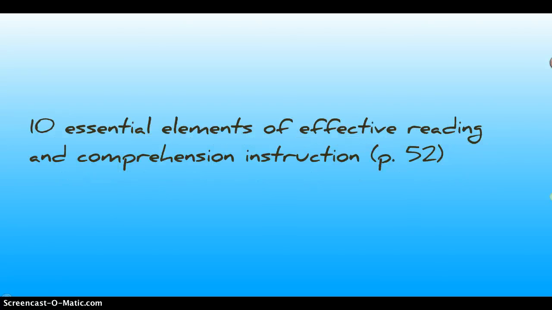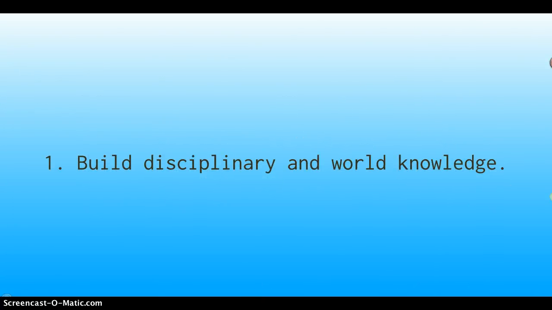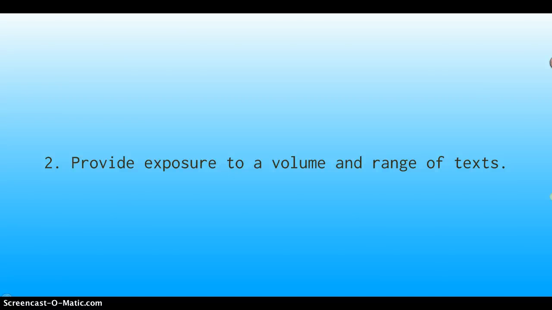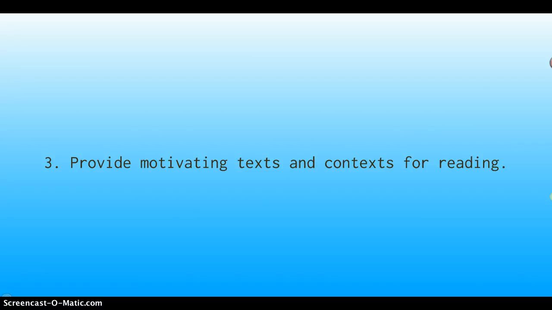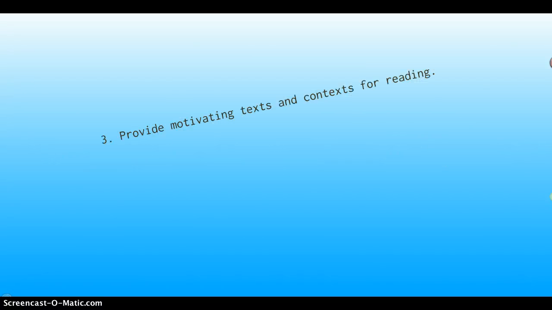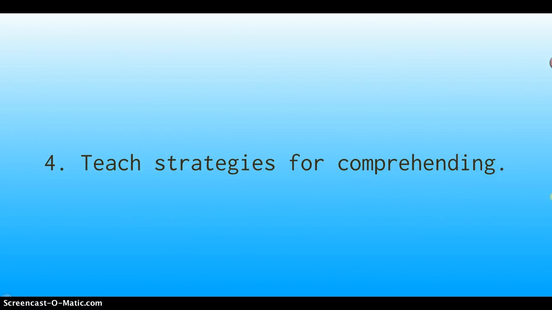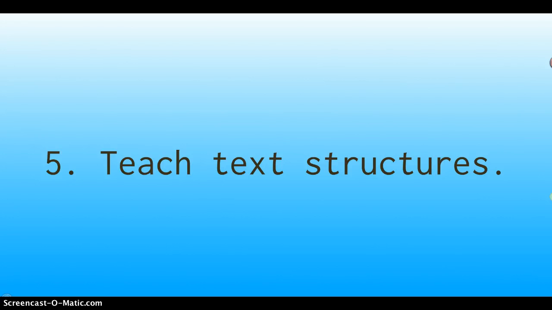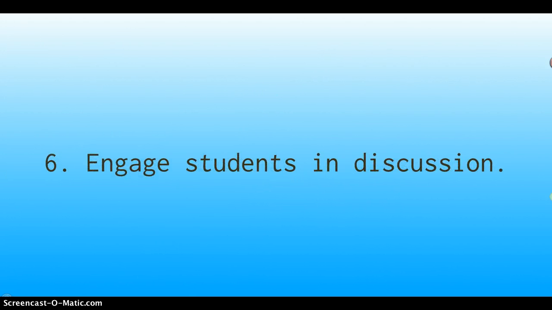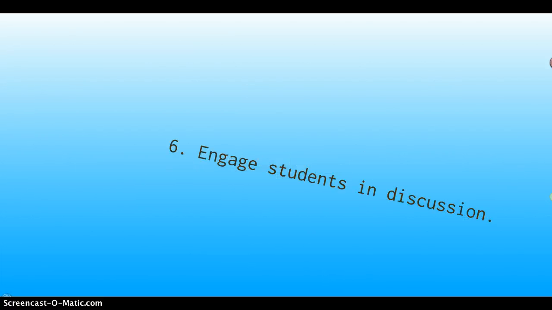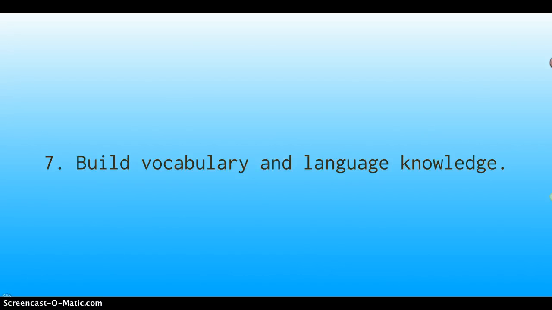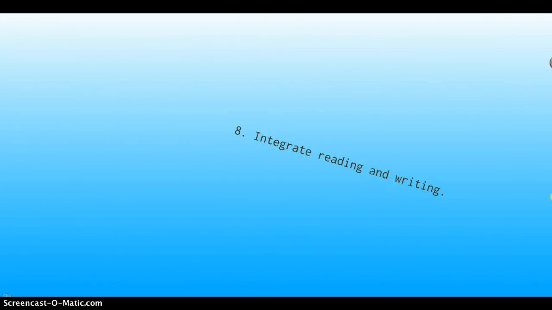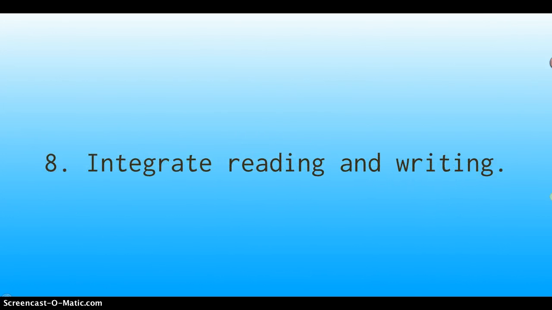So we'll take a look at the 10 essential elements. The first one is to build disciplinary and world knowledge. The second one is to provide exposure to a volume and range of texts. The third one, to provide motivating texts and context for reading. 4, to teach strategies for comprehending. 5, to teach text structures. 6, to engage students in discussion. 7, to build vocabulary and language knowledge. 8, to integrate reading and writing.